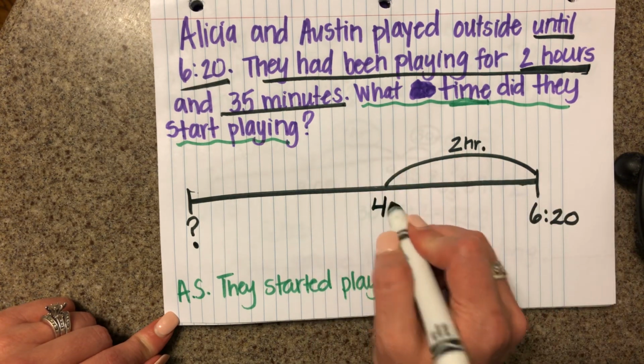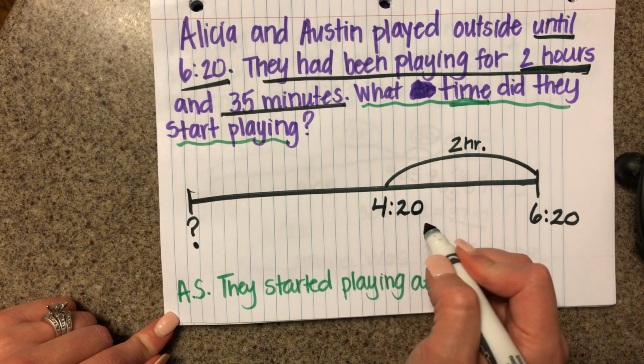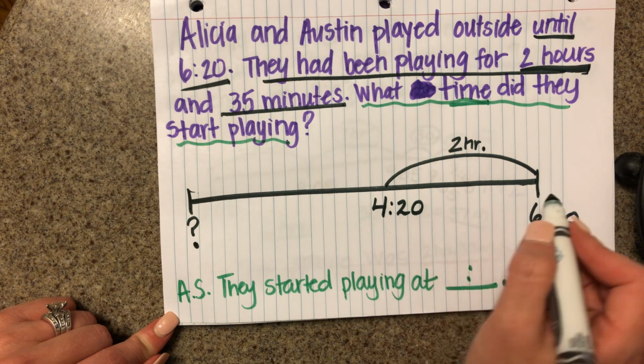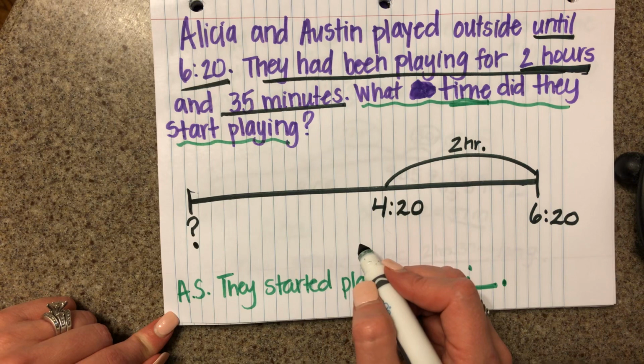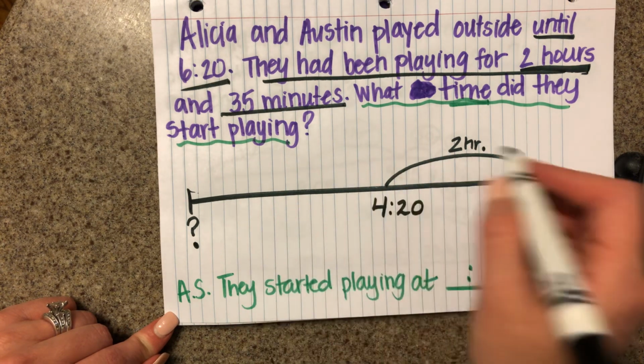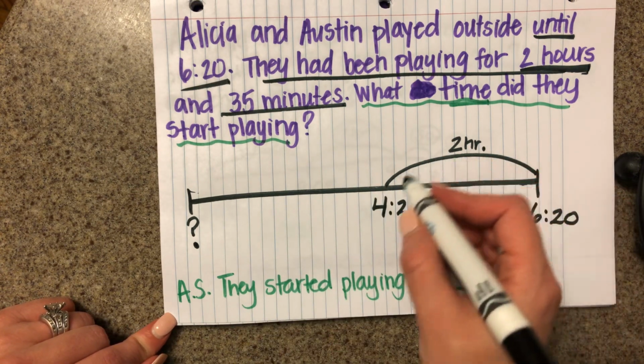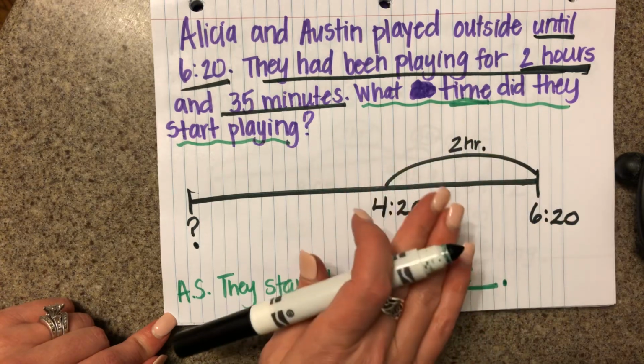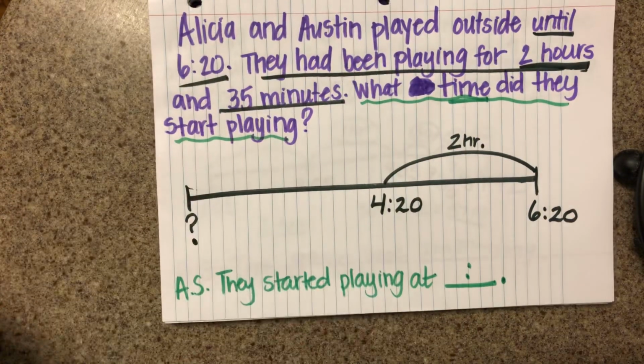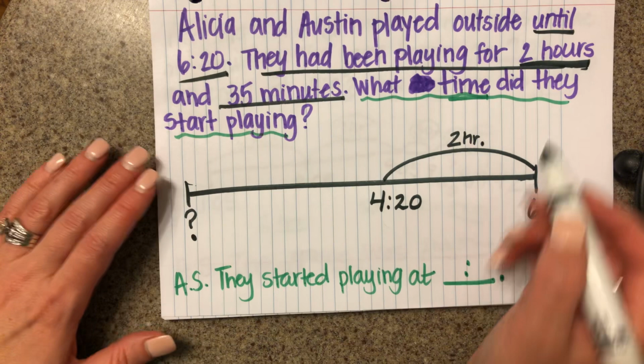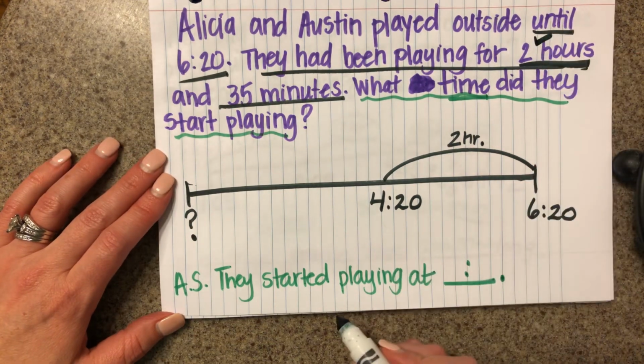I'm now at 4:20. Sometimes kids will accidentally add the time because they're used to the adding up strategy. So you have to be really careful and make sure you're paying attention to whether we're working forward in time or backward in time. All right, so we've jumped the 2 hours backwards.